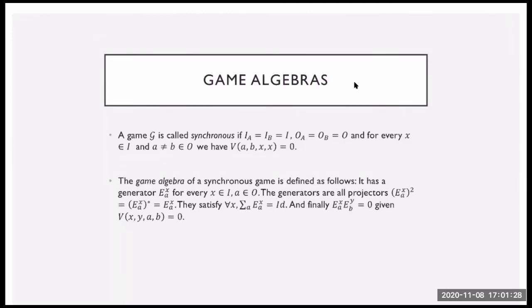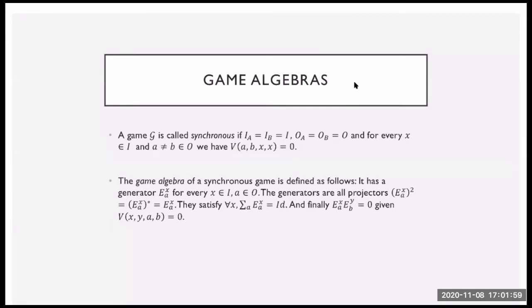Cool. So now, as I said, we want to give some connection between games and their properties, specifically their quantum value and other values with respect to other correlation sets that we talked about last time, and some properties of some algebra. And the way we do it is that we first restrict the family of games to a specific set of games called synchronous games.